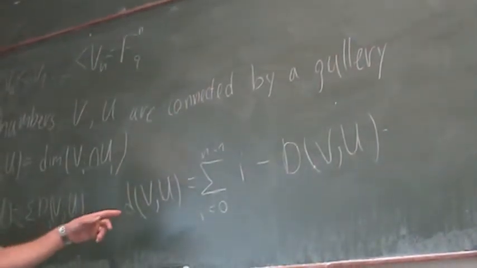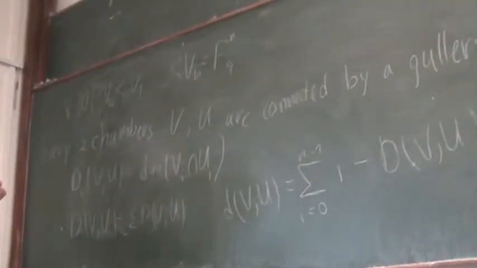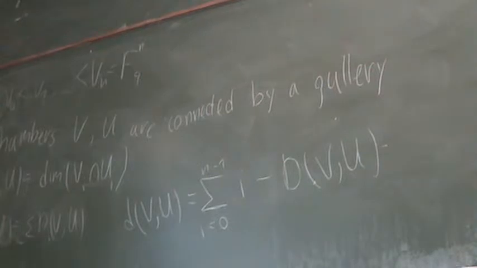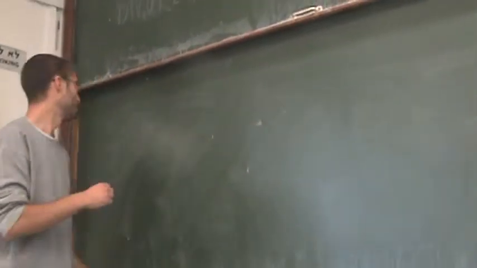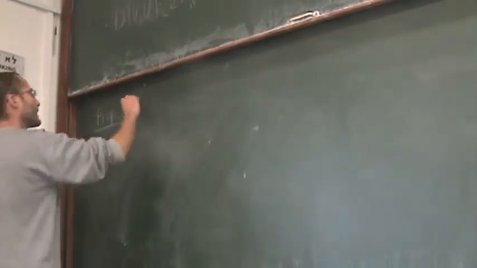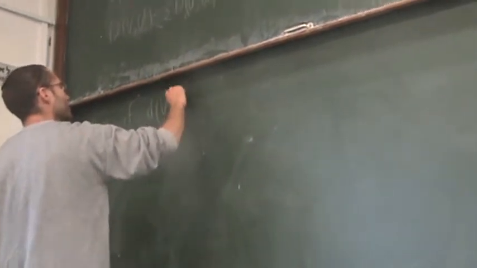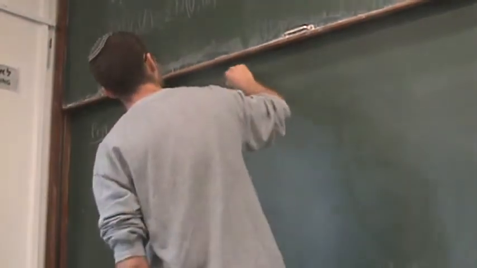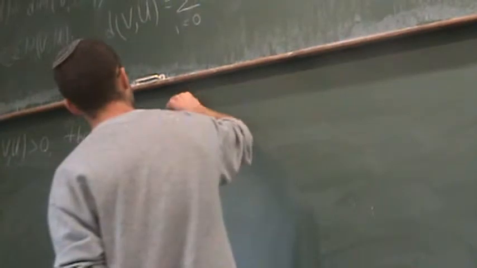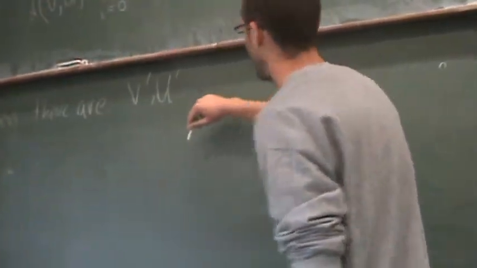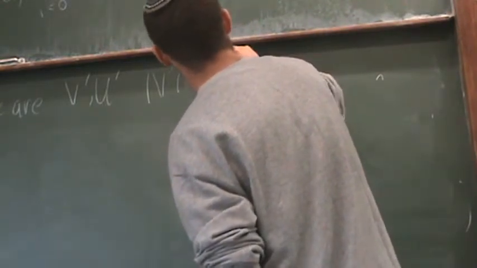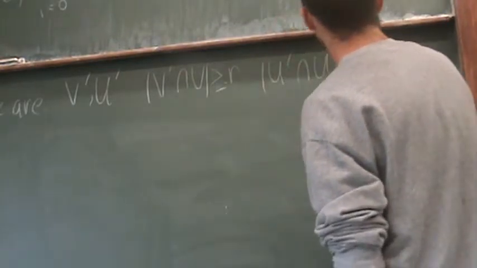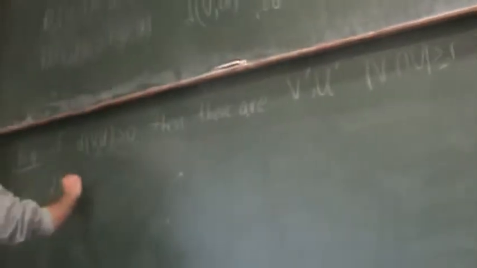Now that we have this sort of discrete metric, all we need to show is that we can do one step. We can take two different chambers and make the distance a little bit shorter. So what we want to prove is that if the distance between V and U is non-zero, then there are two chambers which are neighbors of the original ones, i.e. the intersection is larger than or equal to n, and the distance becomes smaller.